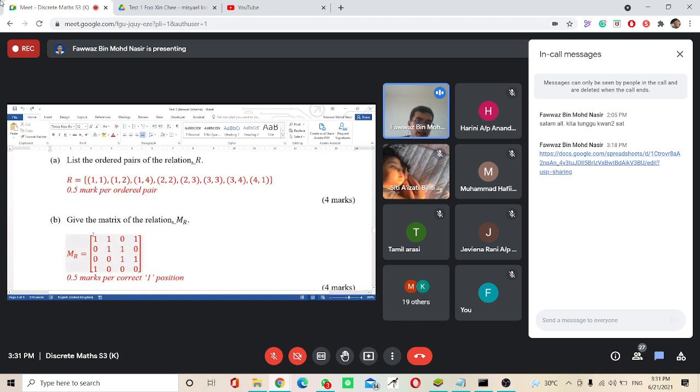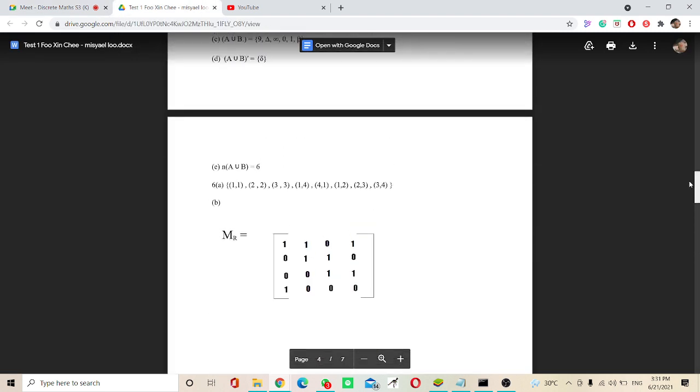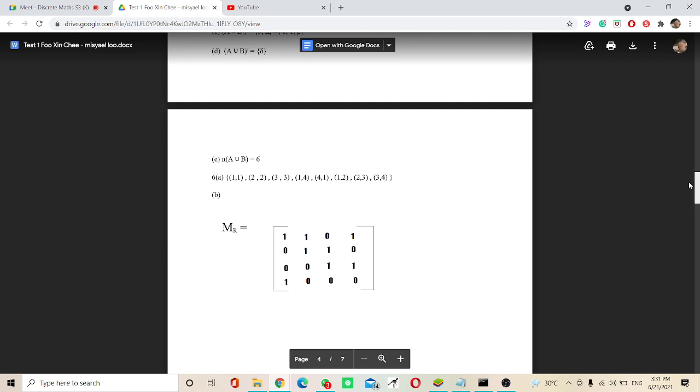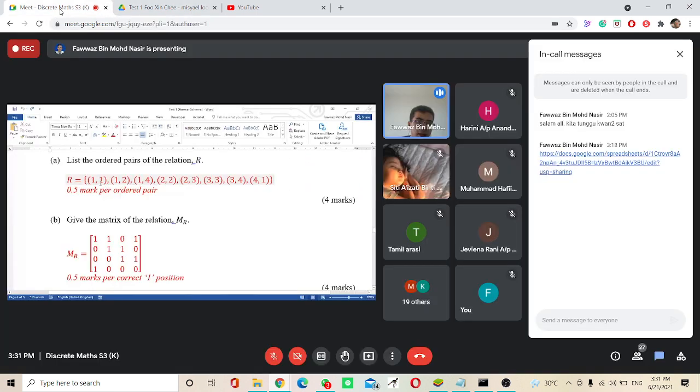So the way to mark 1 in this matrix is, the first element in the ordered pair we consider as the row of the matrix. The second element in the ordered pair is the column of the matrix. So for 1 1, we look first at 1 here, where is its position. Okay, so it is the first row and the second one is the first column. So we mark 1 here.